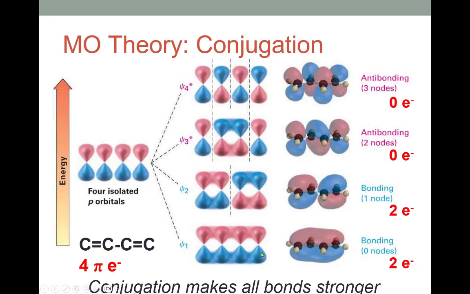The overlap of these orbitals in this way makes all of the bonds stronger. We're not considering individual pairs of atoms now that are bonded together. We're considering that electrons really can flow across large portions of the molecule. The fact that we have all of our electrons placed into bonding orbitals tells us that, in fact, this is a stable configuration.